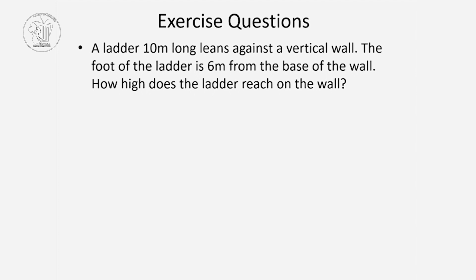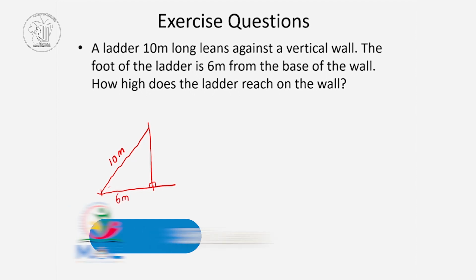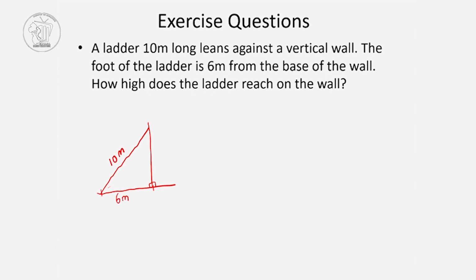So let's draw this diagram. The ladder is 10 meters long and it leans against a vertical wall. This here would be the vertical wall, which means it's perpendicular to the floor, and the ladder leans against it. The foot of the ladder is 6 meters from the base of the wall, so between here and here would be 6 meters. We want to find how high the ladder goes, so we want to find h.